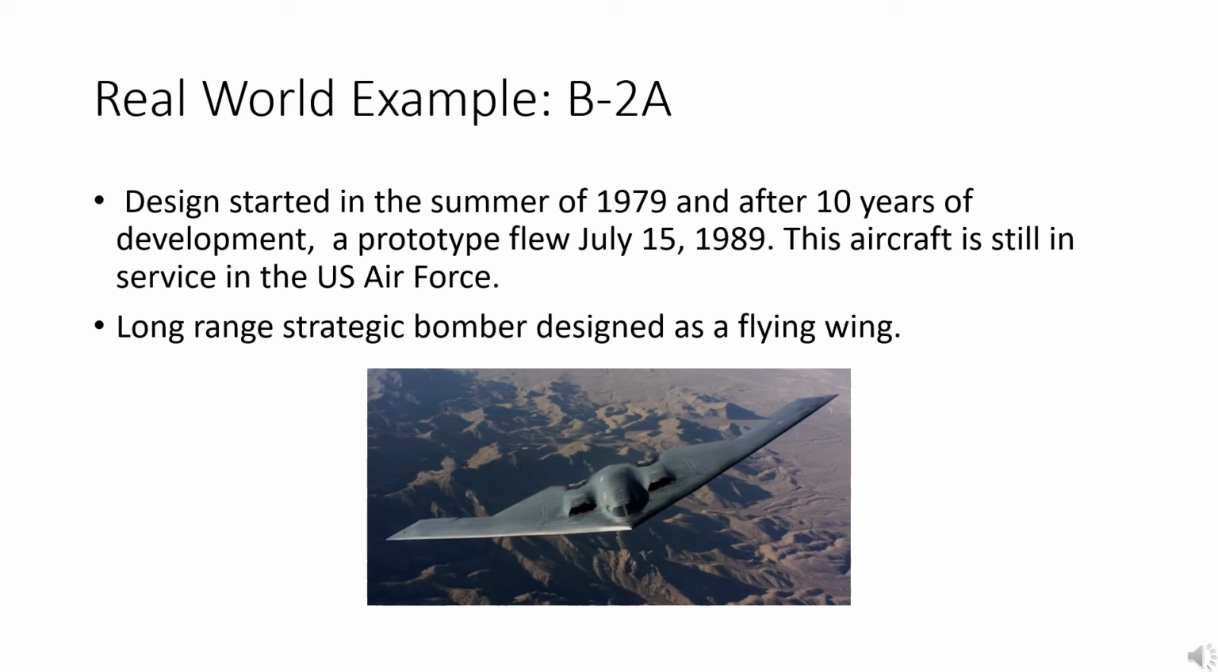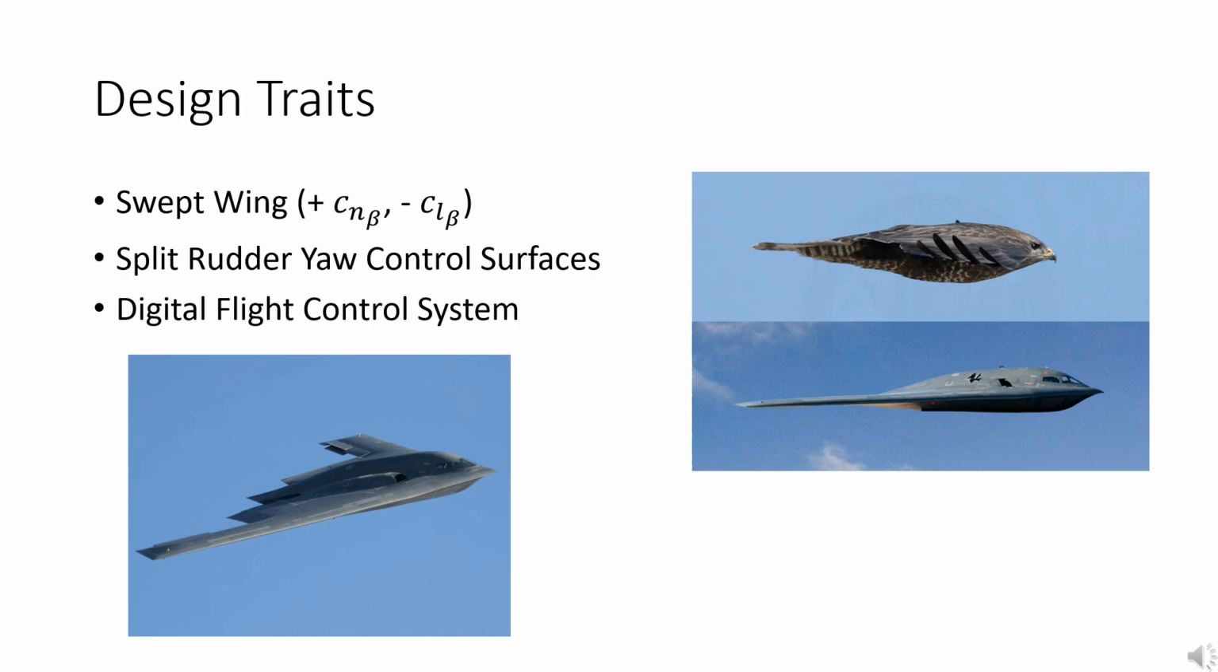After going through a few advantages and drawbacks of a flying wing, let's look at a real-world example where some of these are visible. I'm going to pick that third picture I had at the beginning. The B-2, nicknamed the Spirit, was developed for approximately 10 years before flying for the first time in July of 1989. And it took a whole 10 years later before the B-2 would debut in combat for the first time. The B-2 is a long-range strategic bomber that was designed as a flying wing. A few design traits of the B-2 that tie back to what we've talked about earlier include wing sweep, split rudder yaw control surfaces, and a digital flight control system.